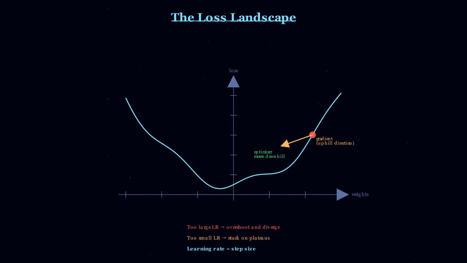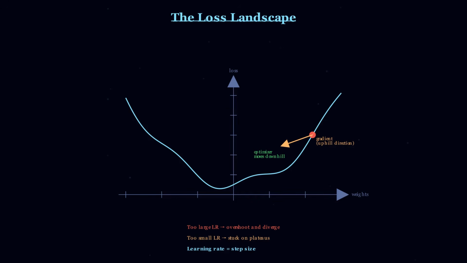The loss landscape, where optimization happens. Imagine a hilly terrain where the height at any point is the loss value for those weight values. Training is navigating this landscape to find the lowest valley. The gradient tells you which direction is uphill. The optimizer moves you downhill.